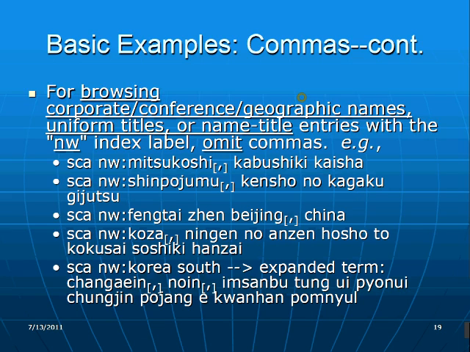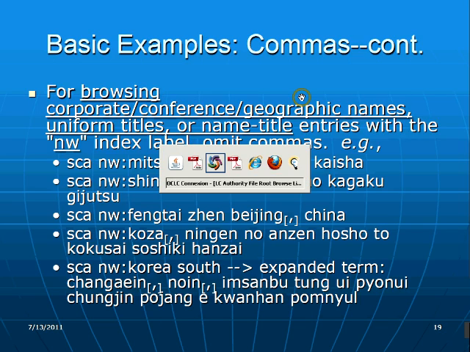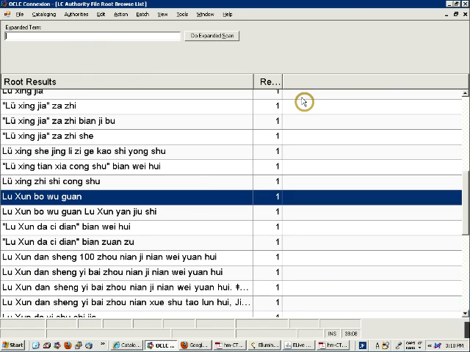For browsing corporate, conference, geographic names, uniform titles, or name title entries with the NW index label, omit commas. For example, SCA NW colon, Mitsukoshi, omitting comma, Kabushiki Kaisha. SCA NW colon, Symposium, omitting comma, Kensho no Kagaku Gijutsu. SCA NW colon, Fentai Gen, Beijing, omitting comma, China. SCA NW colon, Koza, omitting comma, Ningen no Anzen Hoshio to Kokusai Soshiki Hanzai. SCA NW colon, Korea South, expanded term, Changaiin, omitting comma, noin, omitting comma, insambu, etc.